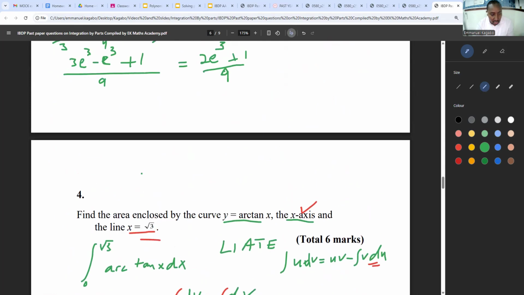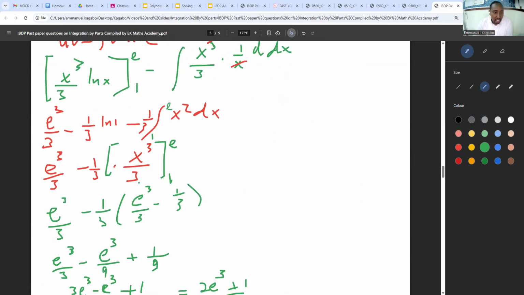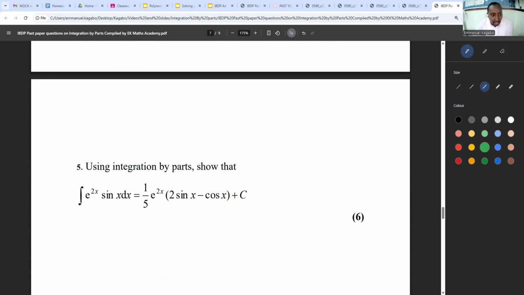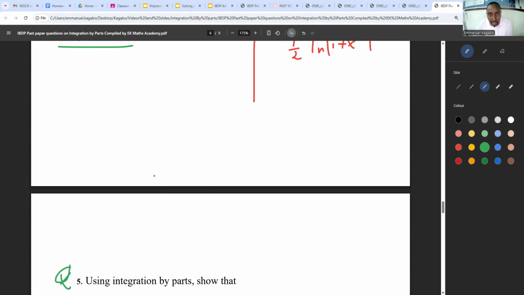So I've done 2 questions by parts, using integration by parts. So I still have more 2 questions to do. Very interesting question. This one, very important. Special case by the way. Special case, okay? Very good. I'm going to do that one in the next video.